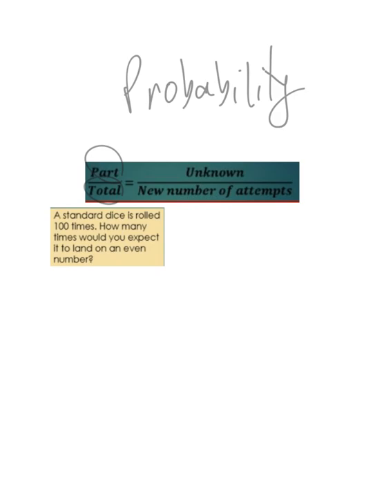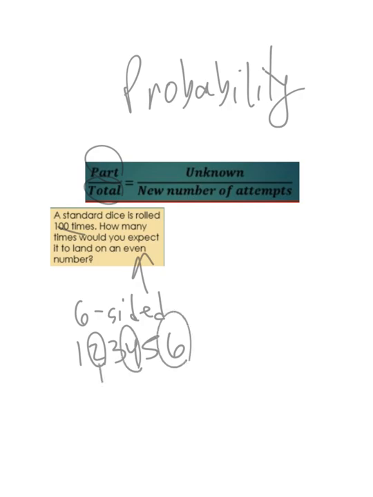All right, so a standard die is rolled 100 times. How many times would you expect it to land on an even number? So there's a few things we need to unpack. A standard die is 6-sided. The choices are 1, 2, 3, 4, 5, and 6. So first we have to figure out what's the probability of landing on an even number one time. Even numbers are 2, 4, and 6. So there are 1, 2, 3 favorable outcomes. So the chances of getting an even number on one roll is 3 out of 6.